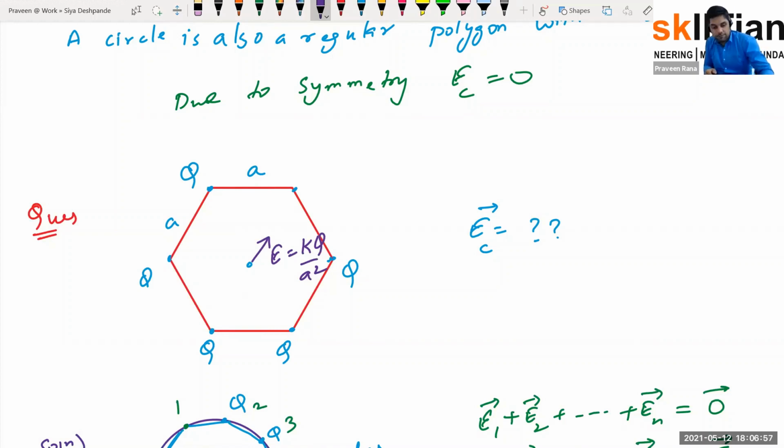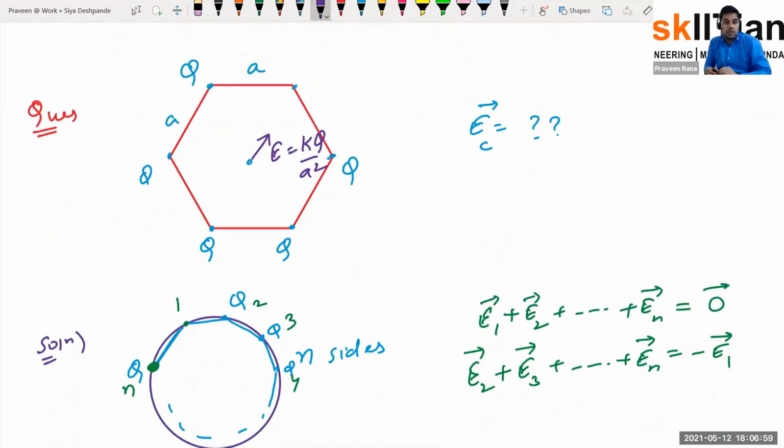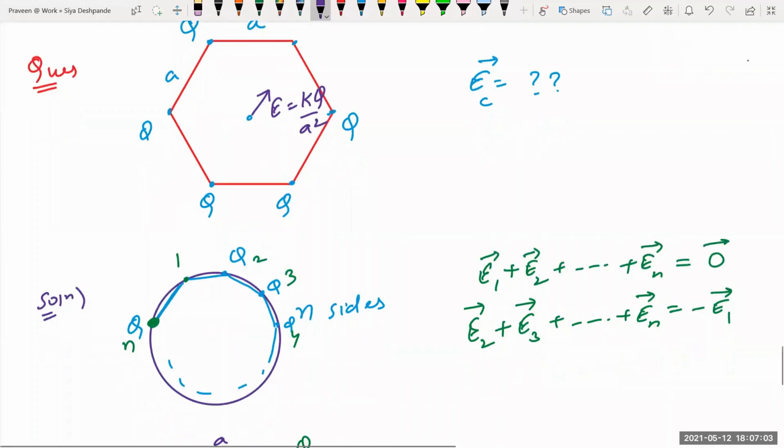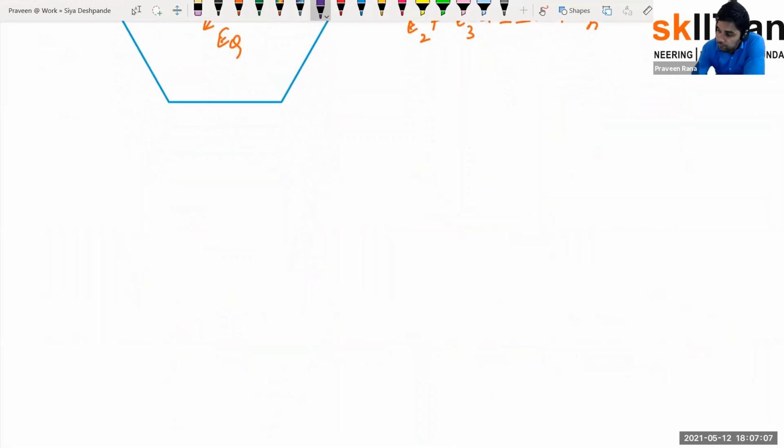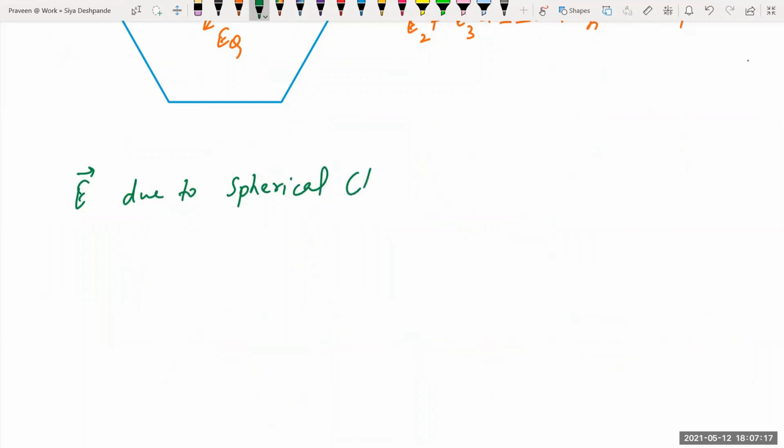Any doubt in this topic? No. Okay, right. Now we have electric field due to spherical charges.